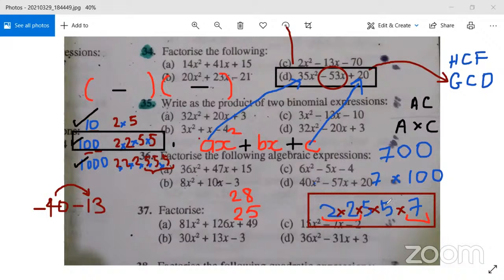Now, here's why it couldn't be two positives. This term here is negative, so both of these terms here will have to be 28x and 25x in order for us to get a 53x. But in order for us to have it correct, we need a negative 28x and a negative 25x, right?